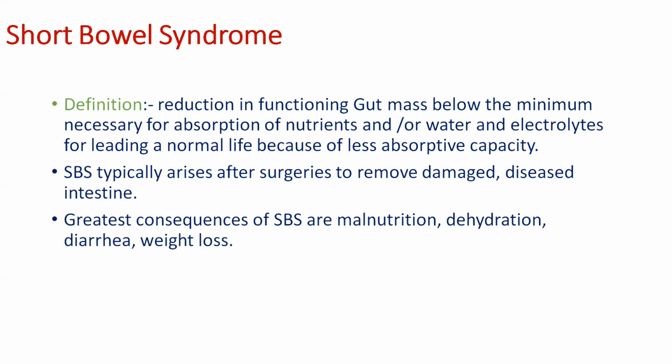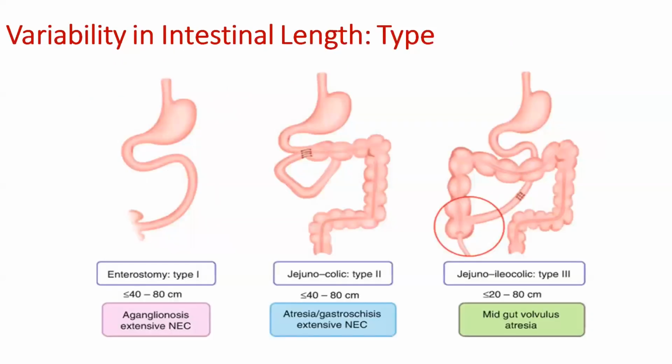Short bowel syndrome typically arises after surgeries to remove damaged, diseased intestine. The greatest consequences of short bowel syndrome are malnutrition, dehydration, diarrhea, and weight loss. So the nutritional management for short bowel syndrome specifically depends on the remaining gut, remaining small intestine. So there are 3 types of short bowel syndrome. One is jejunostomy, another is jejunocolic. This is the remaining part that indicates the type.